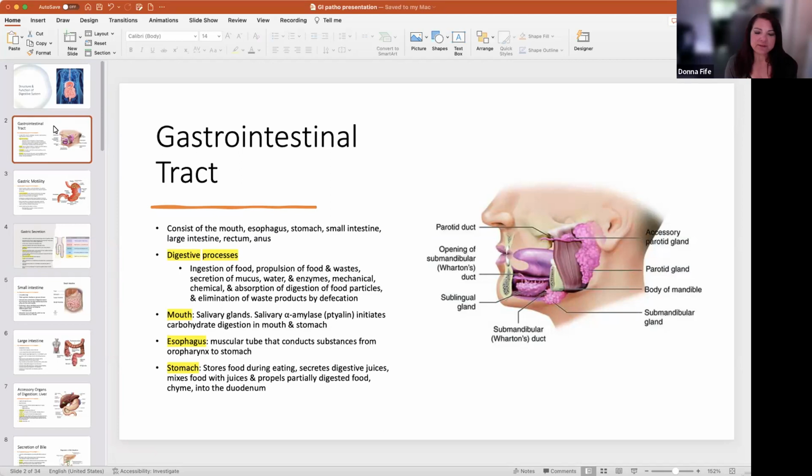The mouth consists of salivary glands, which have salivary amylase or alpha amylase, which is ptyalin, and this initiates the carbohydrate digestion in the mouth and the stomach. The esophagus is a muscular tube, and this conducts substances from the oropharynx to the stomach. The stomach stores food during eating, secretes digestive juices, mixes food with juices, and propels partially digested food, known as chyme, into the duodenum.